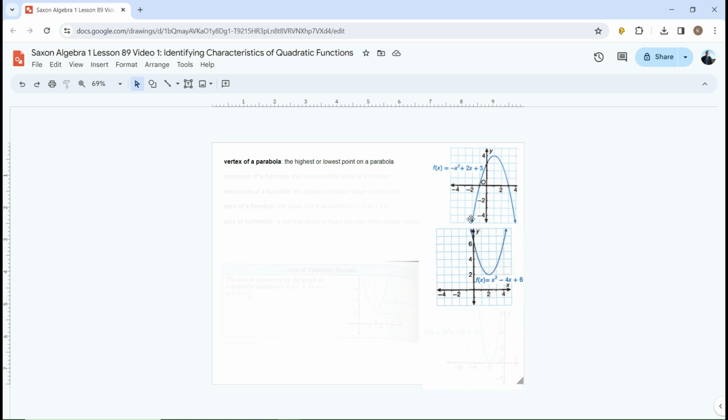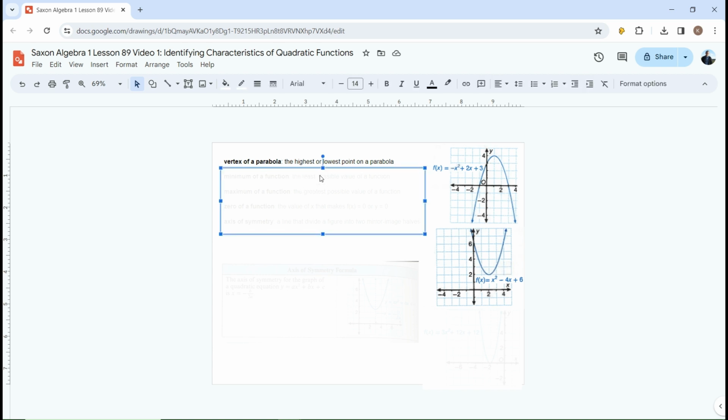A parabola that opens downward has a maximum. A parabola that opens upward has a minimum. Now, that's going to seem a little bit counterintuitive. What that means is that if you have a negative leading coefficient, you're going to have a maximum. It feels like it should be the opposite, right? And if you have a positive leading coefficient, you have a minimum, but that's just the way it is.